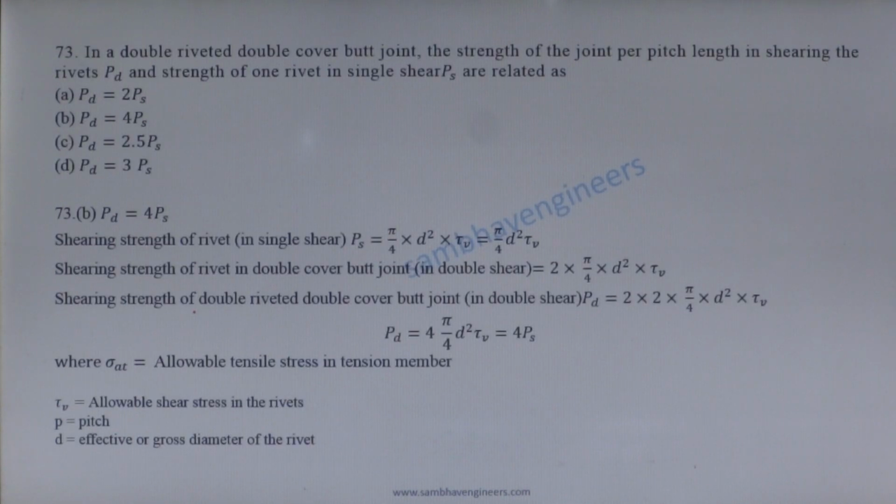Next question. In double riveted double cover butt joint, the strength of the joint per pitch length in shearing of the rivet is Pd. The strength of one rivet in single shear is Ps. How are they related?